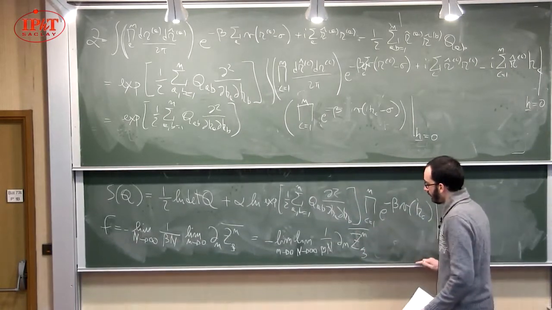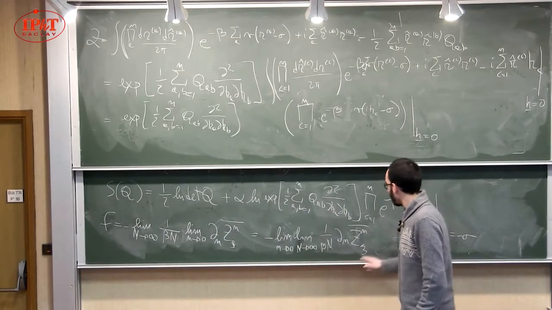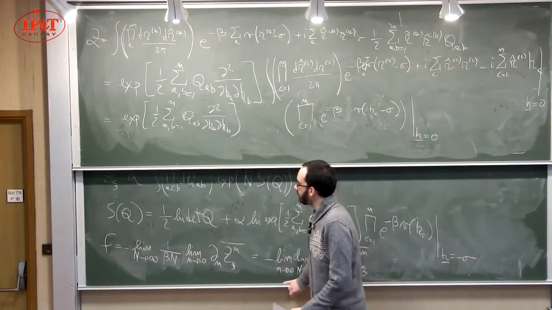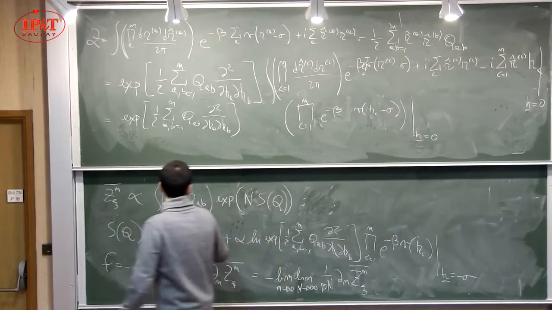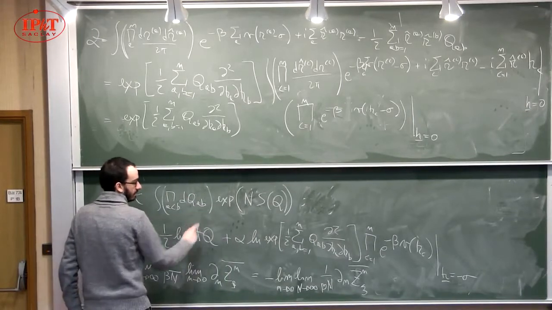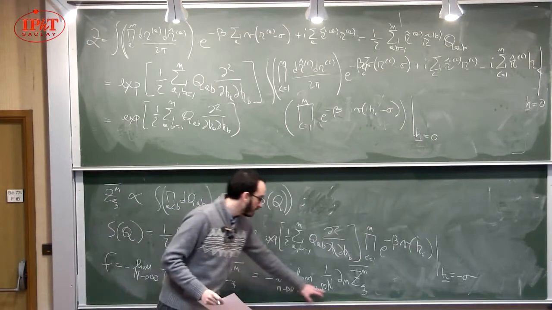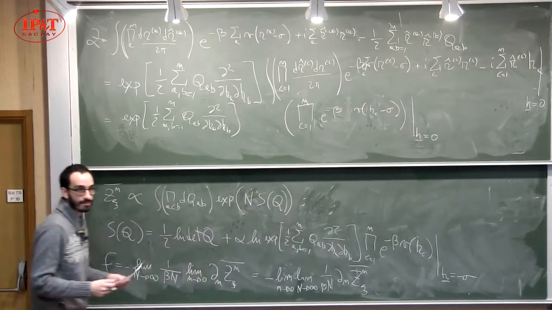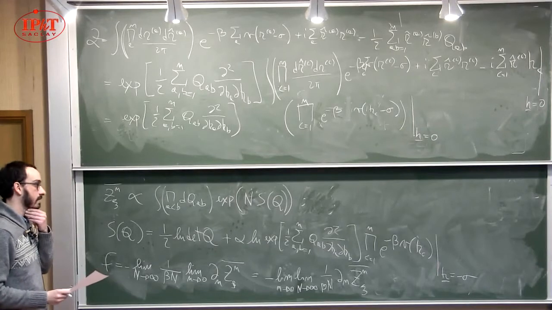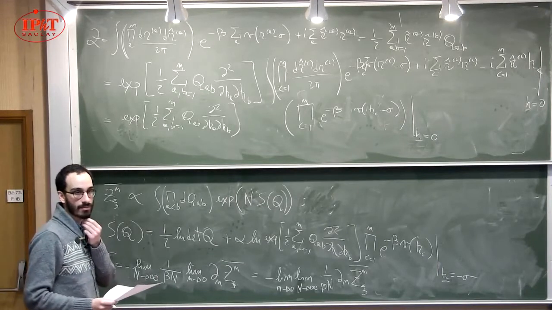Okay? And now if I do it, I can use the saddle point method to estimate this integral, because I have an n factor here. And then I can try to compute this derivative. Okay? So maybe we can make a break now.